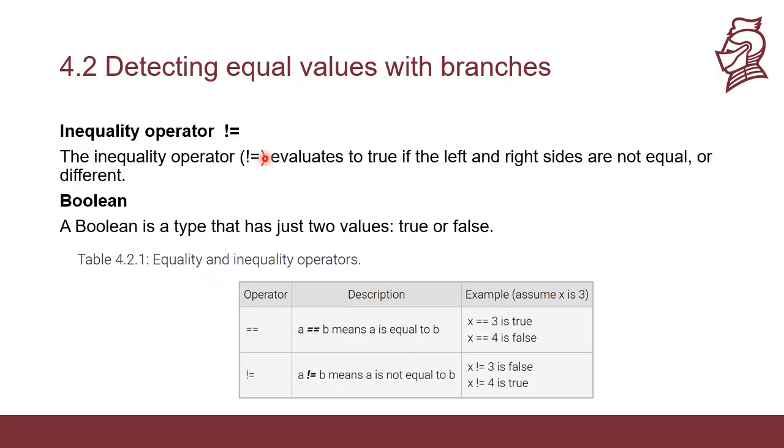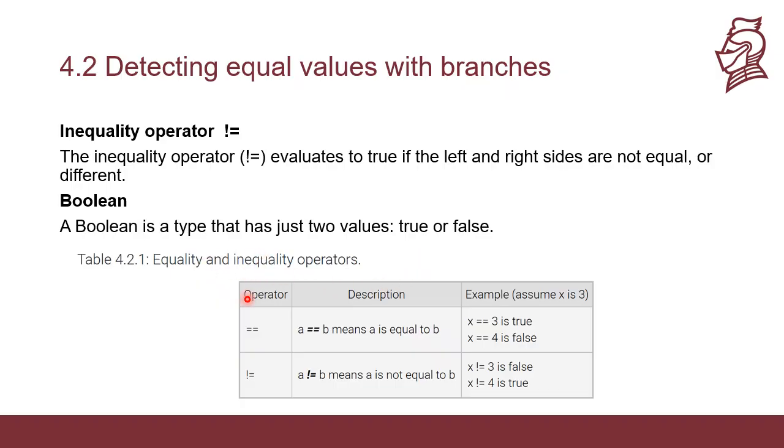So what's the inequality operator? If we want to check if something is not equal, we use this little exclamation point equal. Exclamation point means not, and then the equality sign, in this case, we're using this to be equal. So this inequality operator tests for inequality to see if they're not equal to each other, and it returns true if they're not equal or if they're different. A Boolean data type is a data type that has two values. It's either true or it's false, okay?